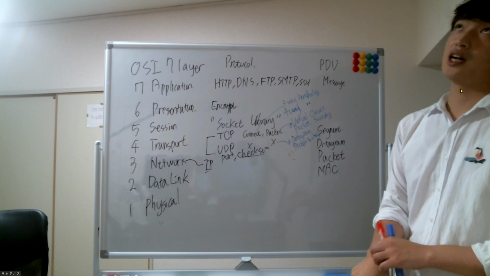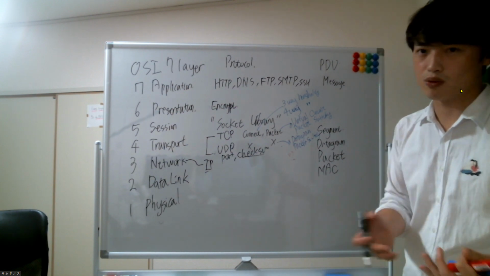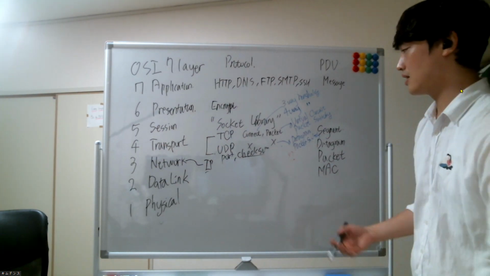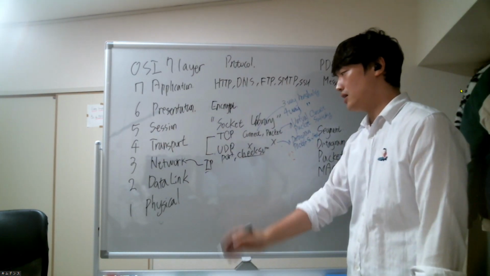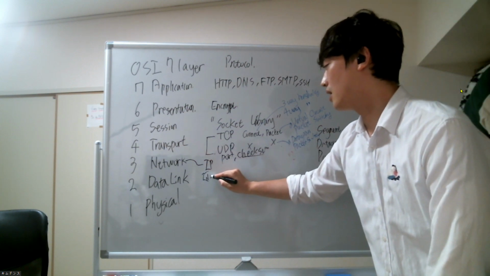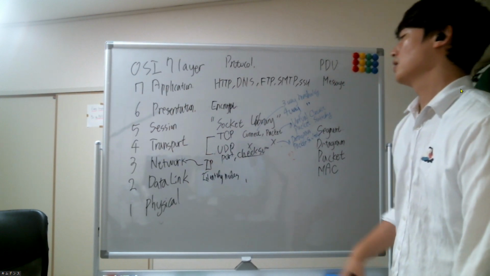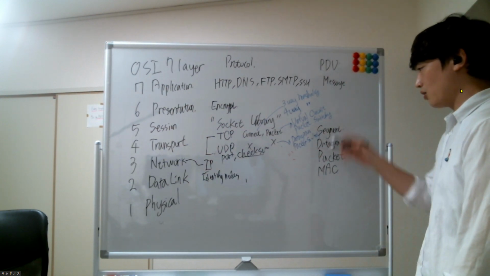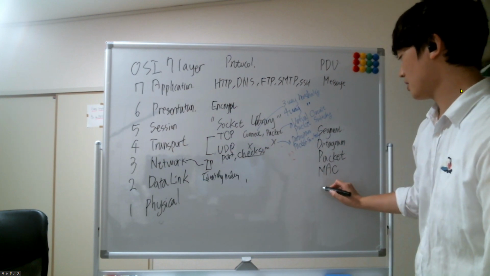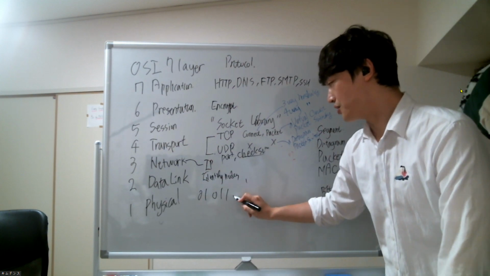The MAC address is an identifier for physical nodes, like a router, a switch, computers, the NIC card or something like that. In the data link layer, it identifies nodes, and it goes down to the physical layer, where the PDU becomes bits, like 0, 1, 0, 1, 1, 0, like this.